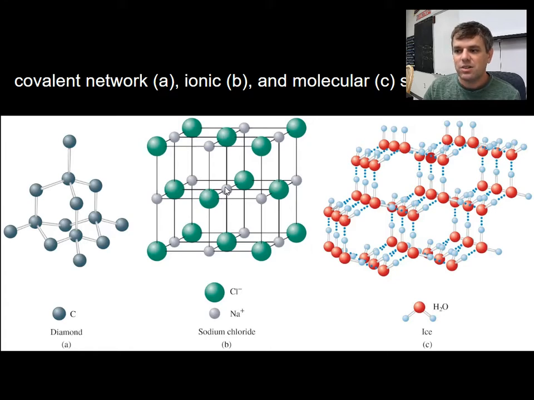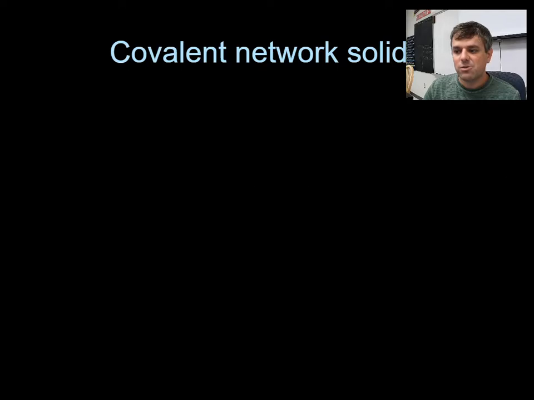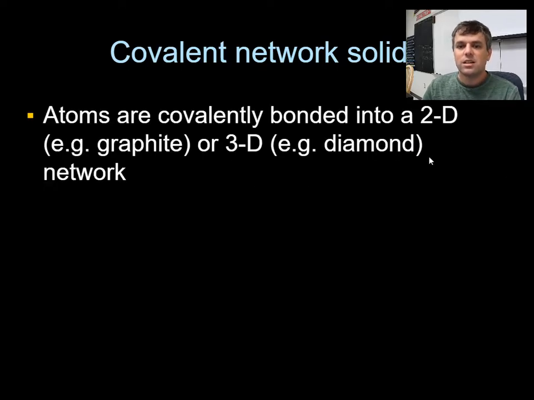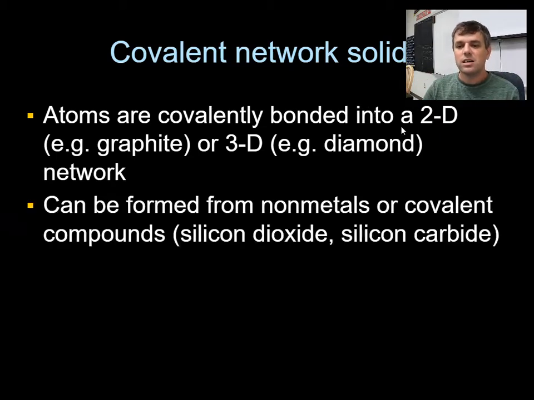The next type of solid we're going to look at is what's called covalent network solids. In covalent network solids, atoms are bonded into a two-dimensional or three-dimensional network. And these can be formed from nonmetals or from covalent compounds such as silicon dioxide or silicon carbide. Silicon dioxide, when it forms this covalent network solid, it's called quartz, which is the main ingredient in sand.